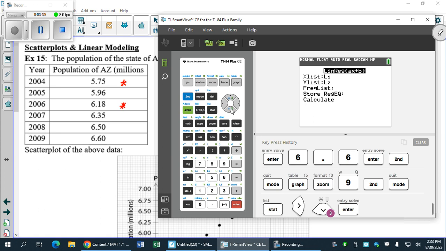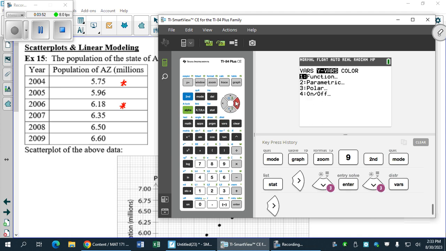Now, if your calculator doesn't look exactly like mine at this point, then hold tight for just a second. If yours looks like mine, obviously, then you need to arrow down to Store RegEQ, okay? Now, everybody, regardless of what your calculator looks like, everybody will do this step, okay? You're going to hit VARS, and VARS is right beside your clear button.